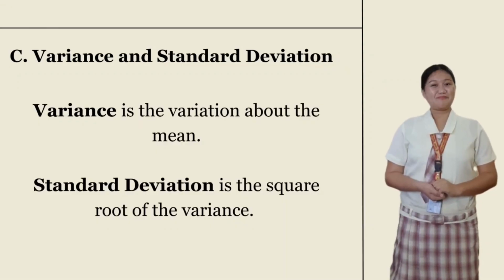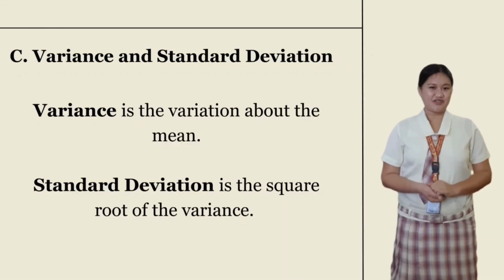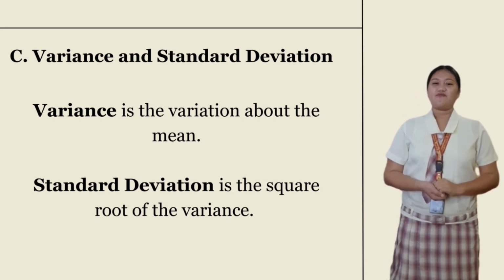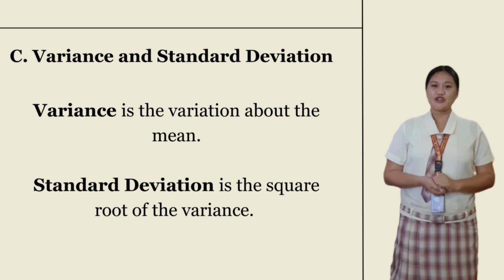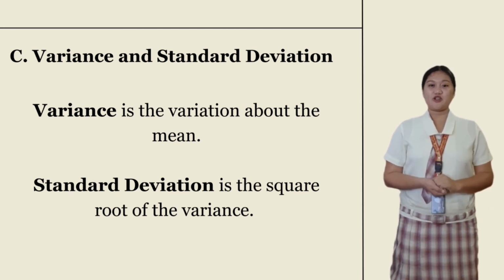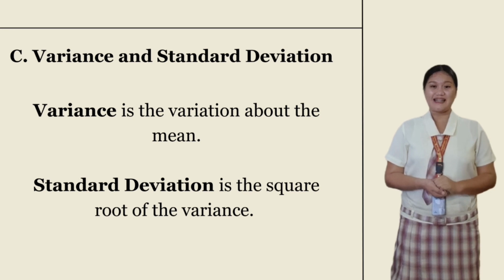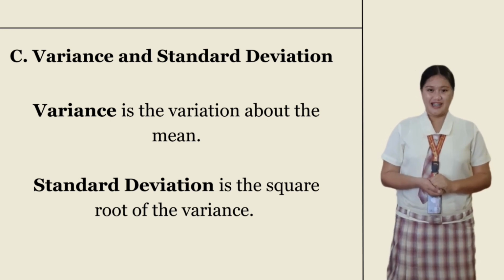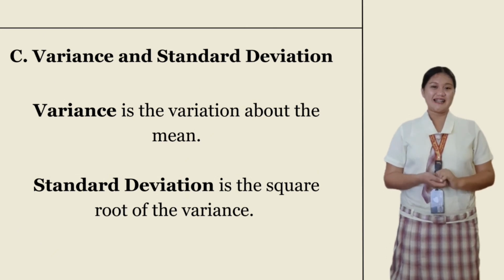And now, let's begin with the variance and standard deviation. Variance is the variation about the mean. Variance is one of the most common measures of variation. It shows variations about the mean. It is a statistical measure that quantifies the spread or dispersion of a set of data points in a data set. Standard deviation is the square root of the variance. It is the average distance of all the scores that deviates from the mean value.